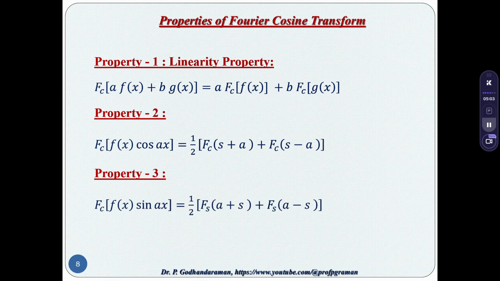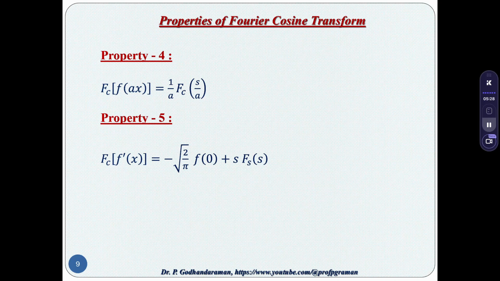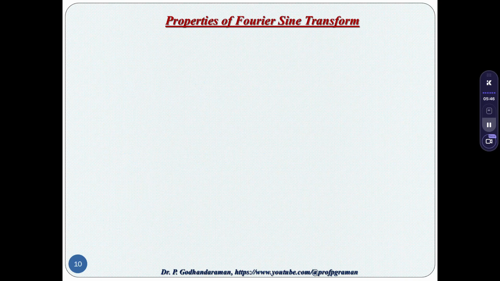Then next property, the Fourier cosine transform of f of x sin ax is equal to 1 by 2 times the Fourier sine transform of a plus s plus the Fourier sine transform of a minus s. Then next property, the Fourier cosine transform of f of ax is equal to 1 by a times the Fourier cosine transform of s by a. And then the Fourier cosine transform of f dash of x is equal to minus square root of 2 by pi f of 0 plus s into the Fourier sine transform of s. And then next property, the Fourier cosine transform of x f of x is equal to d by ds of the Fourier sine transform of s.